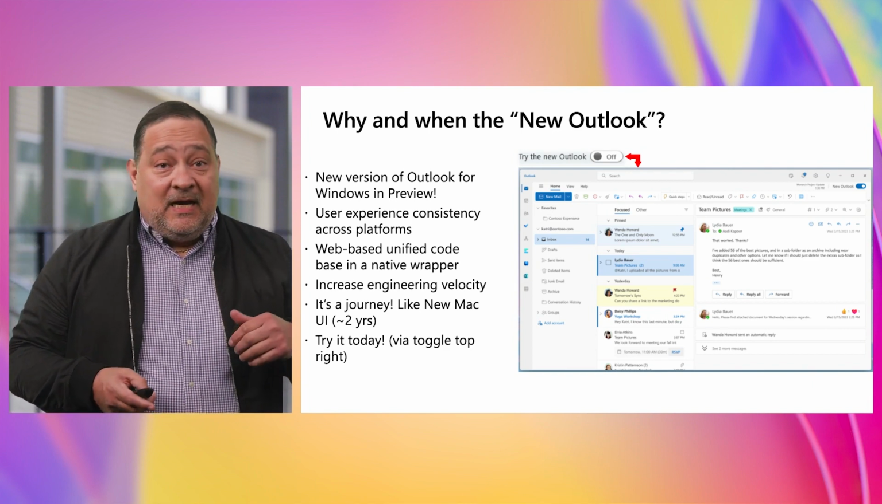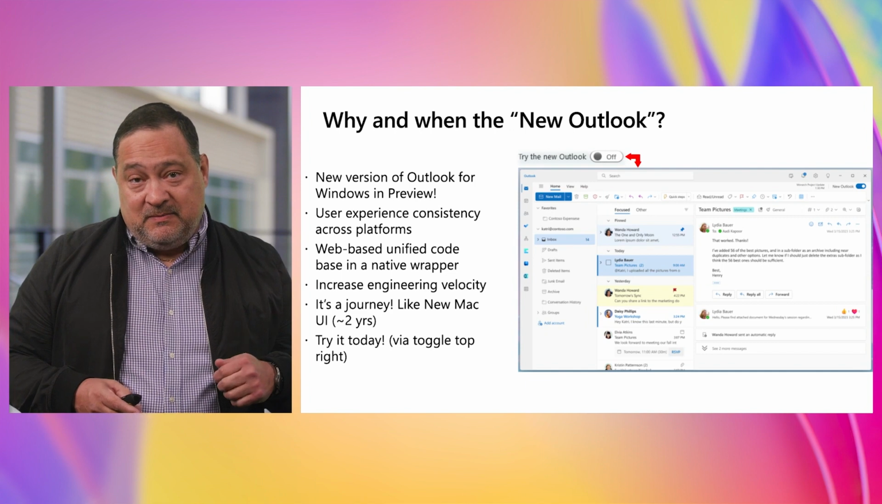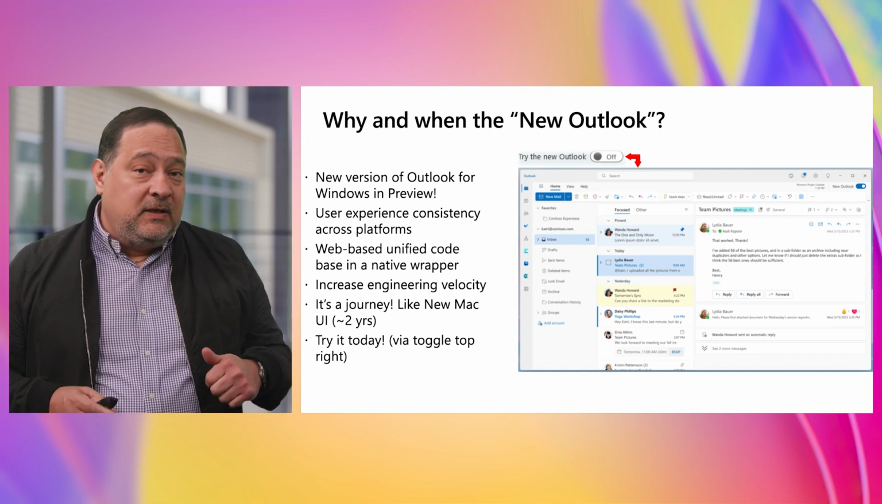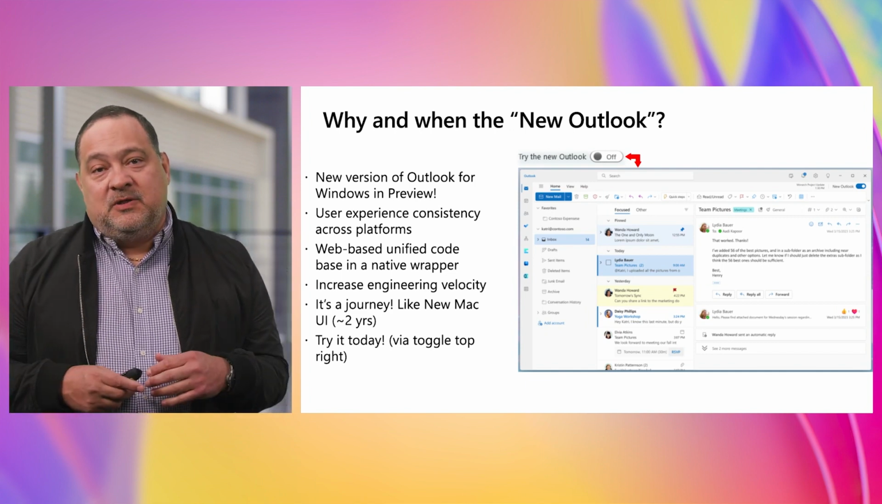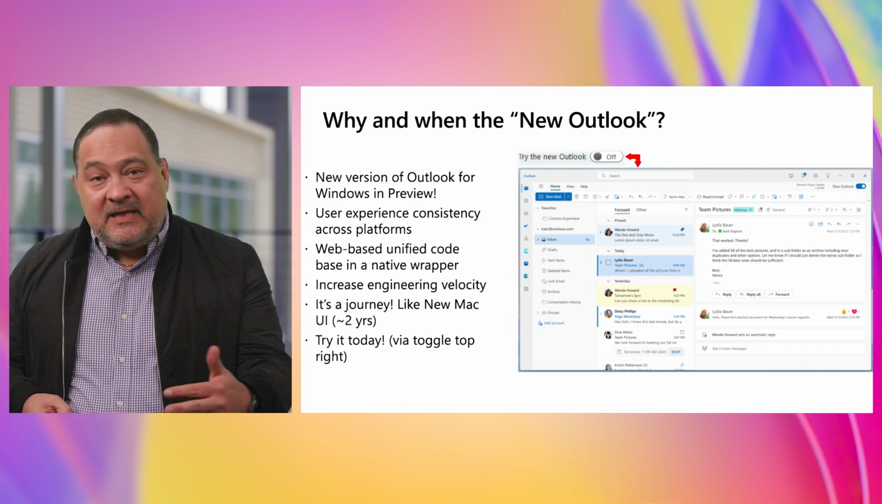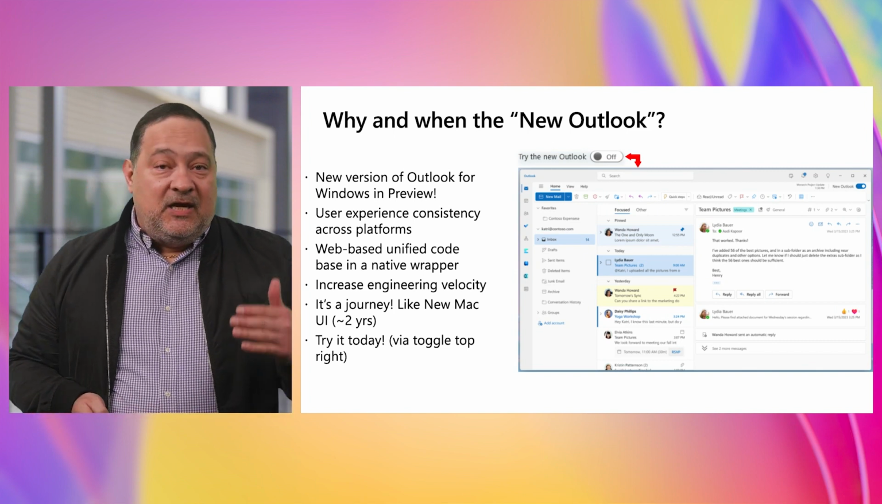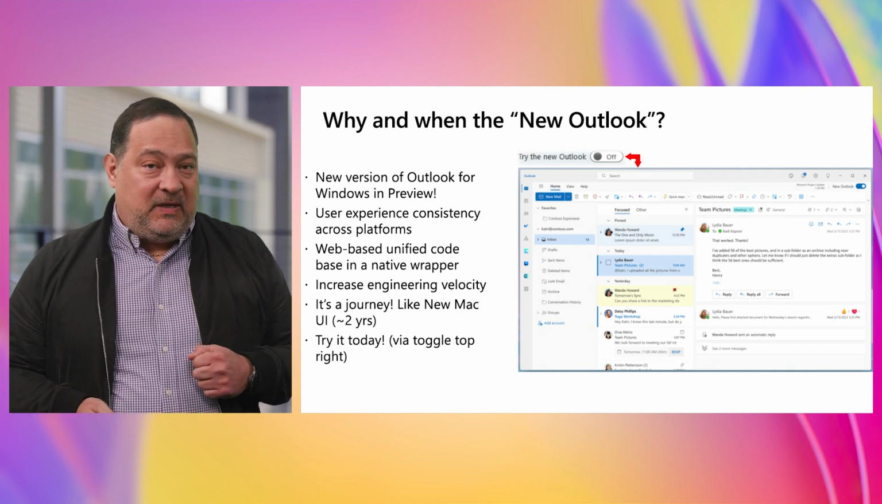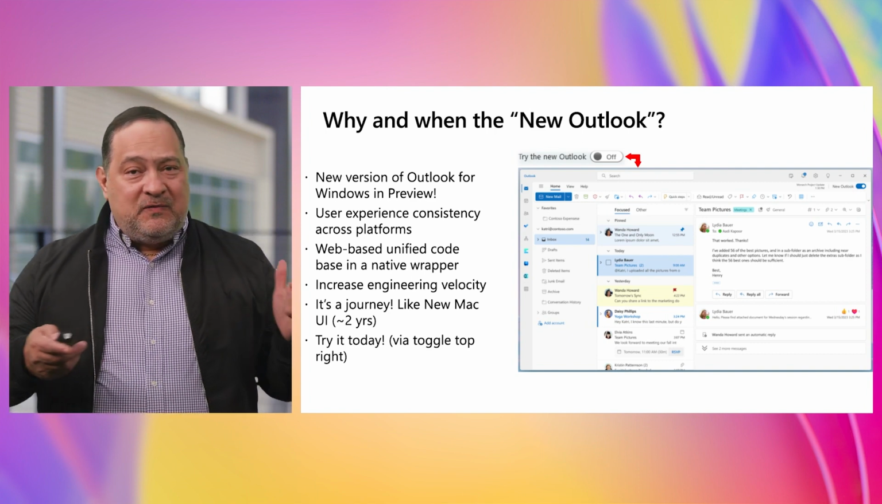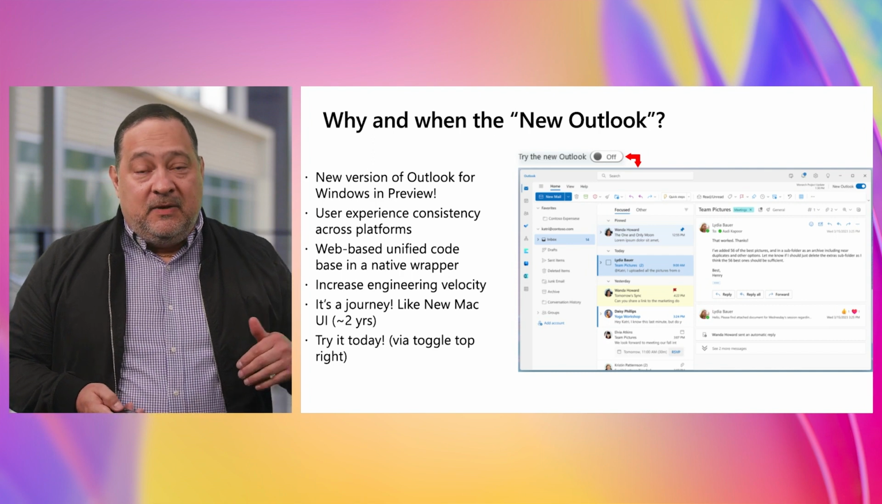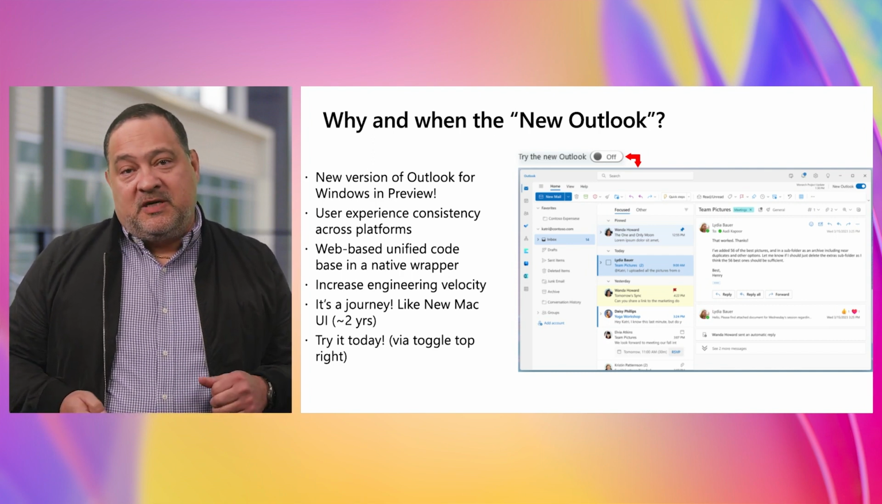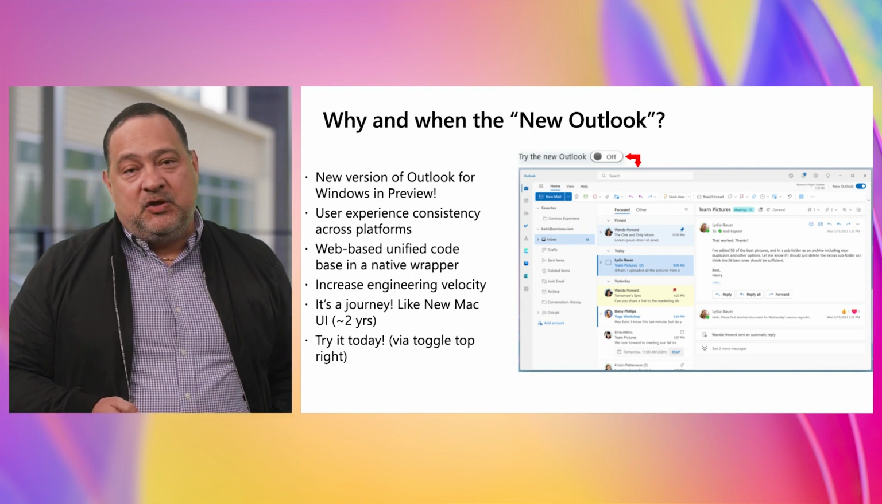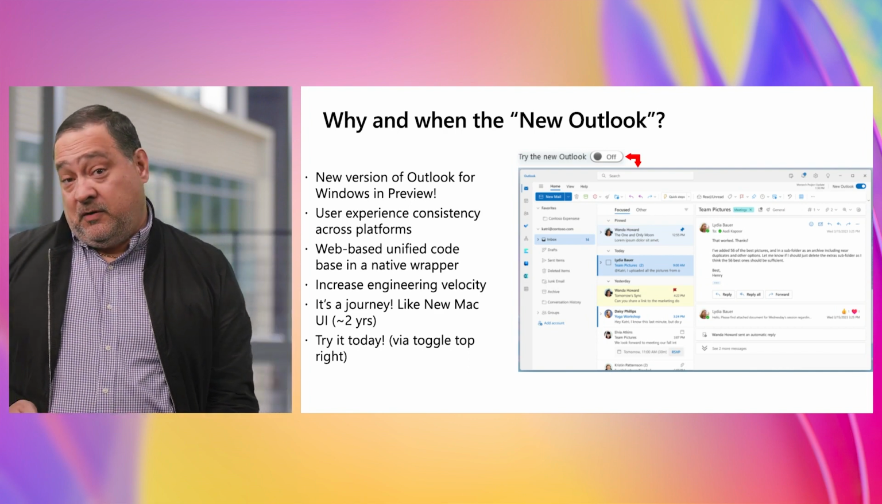B, it's a source code unification process. It's a web-based unified code within a native wrapper. This is important because it's going to increase our engineering velocity, and you will be able to get the latest features and fixes at a more rapid pace. This is critical and good news for the extensibility ecosystem because not only you, but also our customers will receive the latest programmability features sooner than ever before.